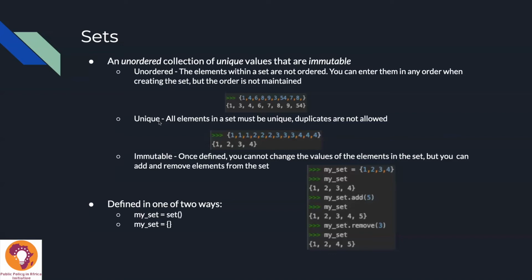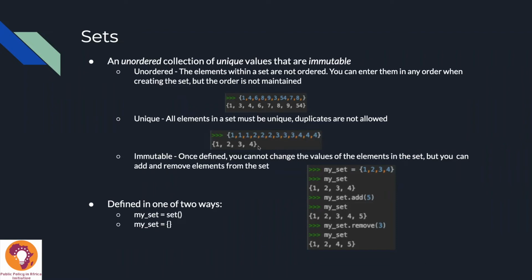So unique. All the elements in the set must be unique. Duplicates are not allowed. So here I'm trying to create a set, again, with my squiggly brackets and comma separated values within those squiggly brackets. And I'm putting in 3 1s, 3 2s, 3 3s, and 3 4s. But when I hit enter there, that's evaluated down to just 1, 2, 3, and 4.